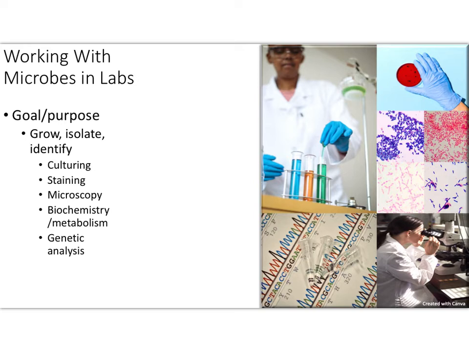The main methods we use for that are culturing, which is the methods that we use to grow the microbes, and staining, which provides color to the microbes because most microbes are clear, and if you try to look at them, you don't see much unless you provide them with some color. We use a microscope or some type of microscopy to look at the microbes or to visualize them. And then to identify them, there are actually lots of different techniques, but some of the main ones are looking at their biochemistry or their metabolism and then doing genetic analysis on them.